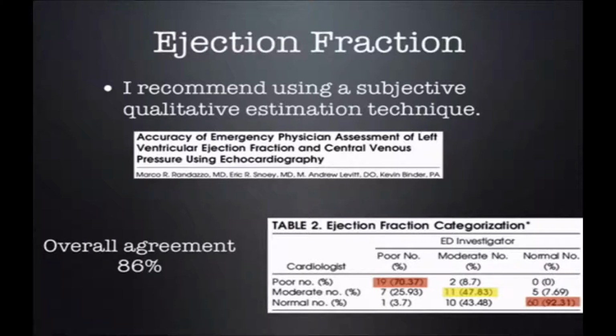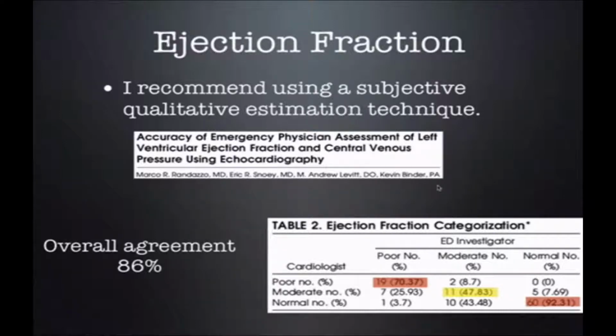Well, I recommend using a subjective qualitative estimation technique. We don't need to know the exact percentage of the ejection fraction. We're not doing a comprehensive echocardiographic exam. We're not managing chronic stable heart failure. I would challenge that an ejection fraction of 50% versus 60% is going to have very little clinical relevance to you at the bedside. However, an ejection fraction of 25% versus an ejection fraction of 85% will have clinical relevance to you. So it's the extremes of values that we really care about.